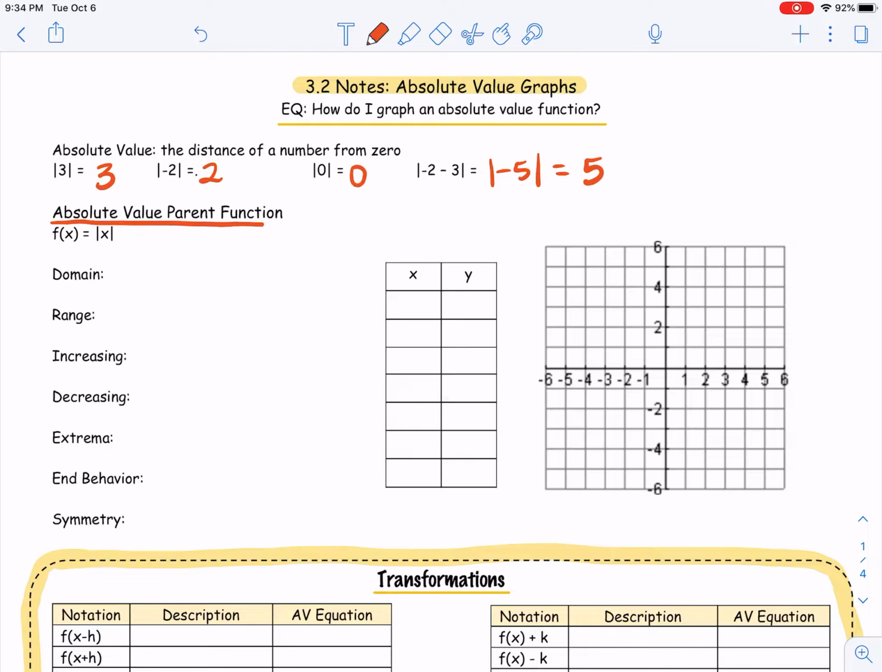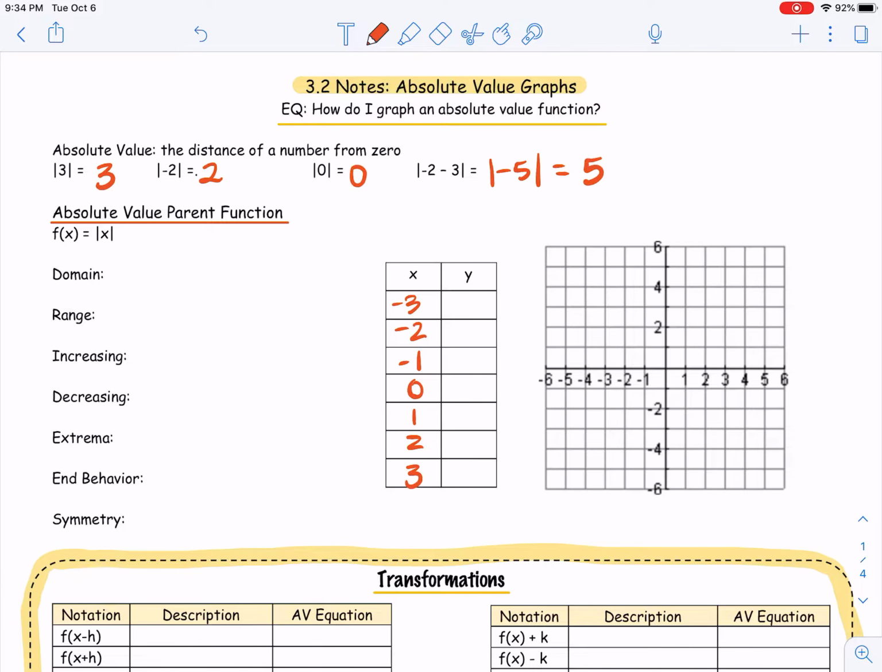So we are going to be looking at our absolute value parent function. f(x) is equal to the absolute value of x. That is our parent function. And then we're going to add all these different transformations to it to get these new absolute value graphs. So what I want to do is create a table with some points and then plot that so we see what our parent function looks like. I'll do negative 3, negative 2, negative 1, 0, 1, 2, and 3.